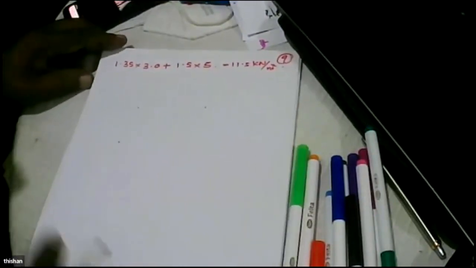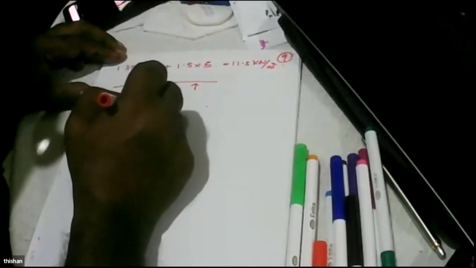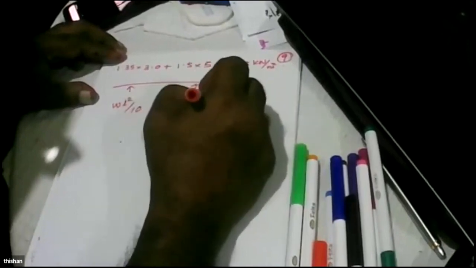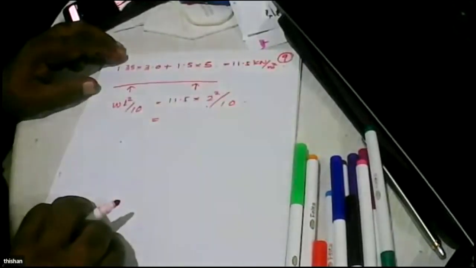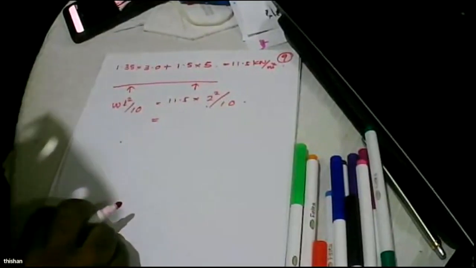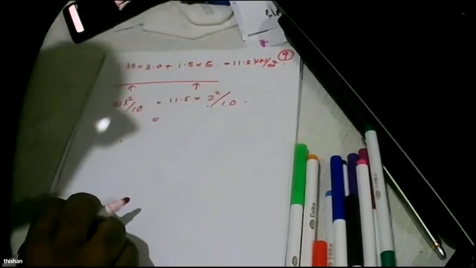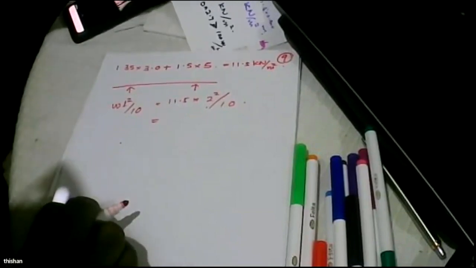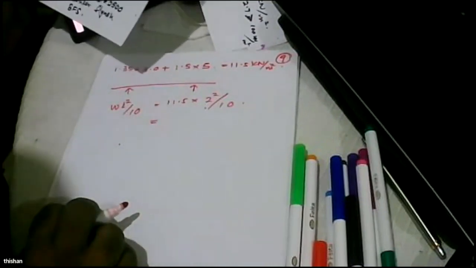So now we find W L squared over 10, that is 11.5 into 2. So what is the bending moment? 4.6. No, can't be. Earlier we got 0.84.